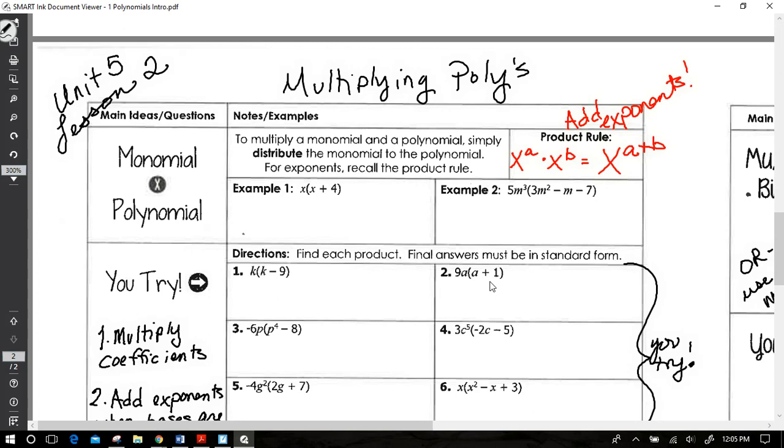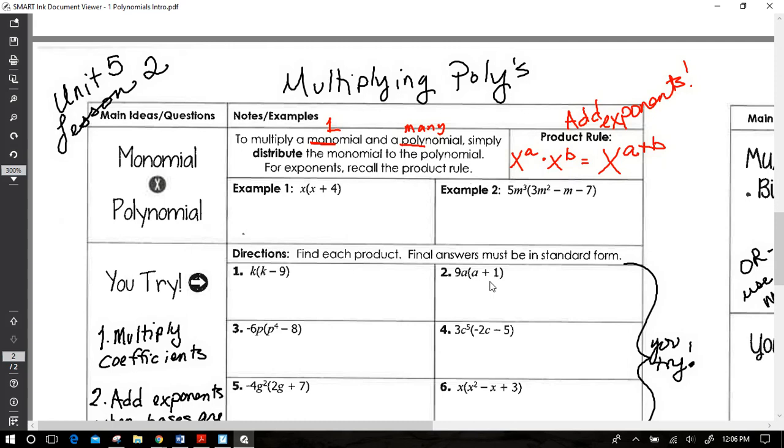To multiply a monomial, remember monomial means one, by a polynomial, which means many, we will need to distribute the monomial into the polynomial. I need you to refer back to our Unit 4, when we did all of those exponent rules, because we will be using the product rule. Remember that if you have the same base, x times x, then we need to add the exponents.